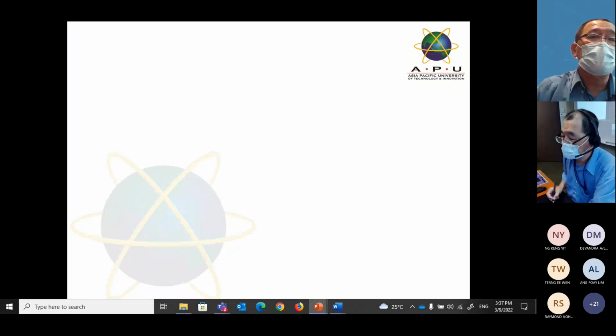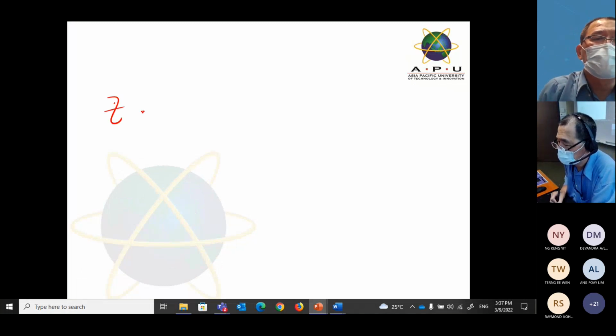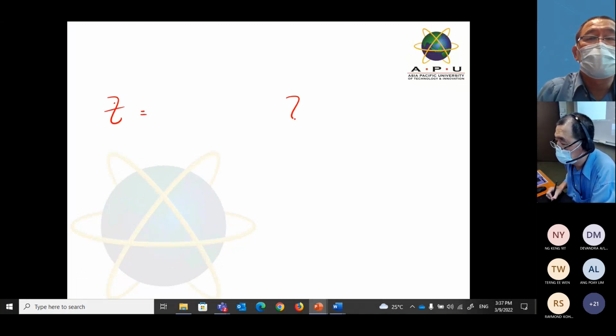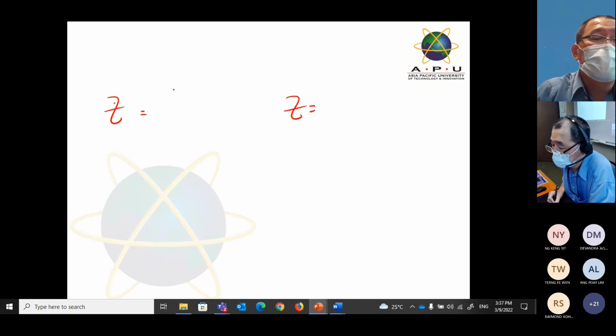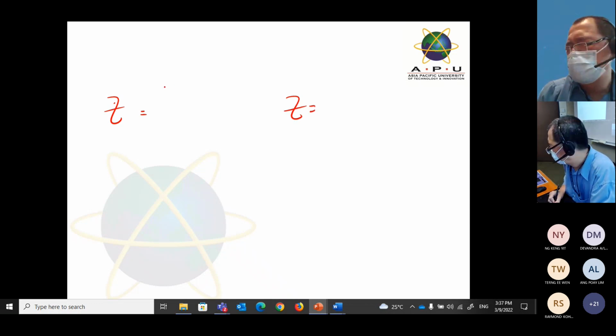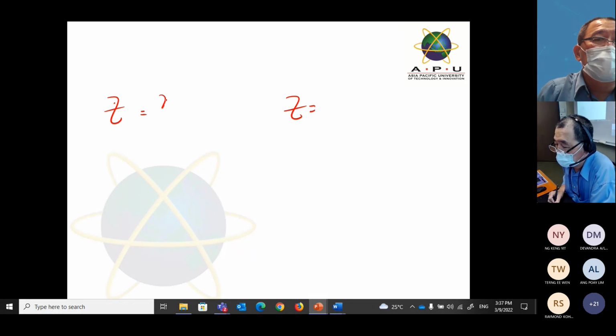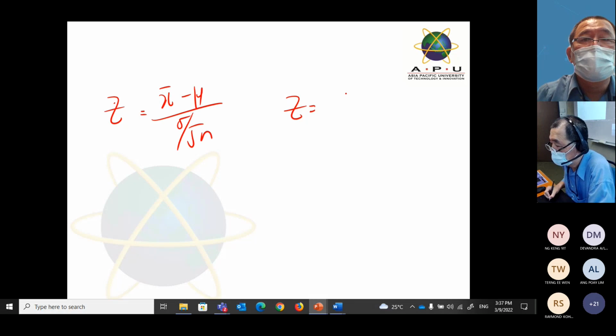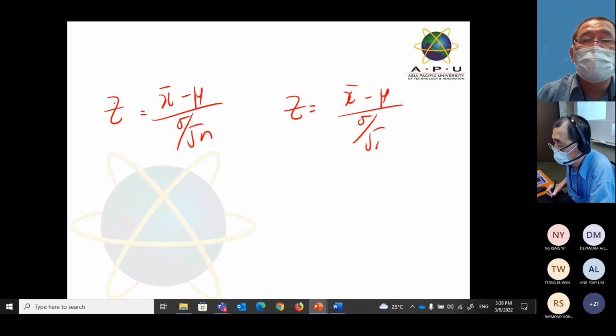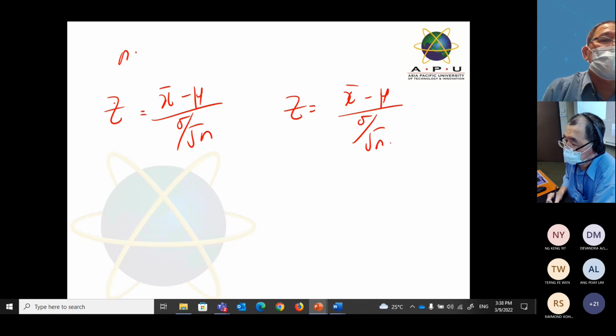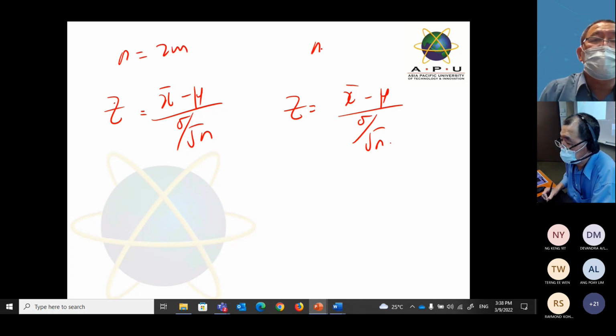Now we can use Z. Remember the formula: Z equals x bar minus mu, over sigma over square root of n. But now n is, let's say, 2 million. Or n is, let's say, 500.